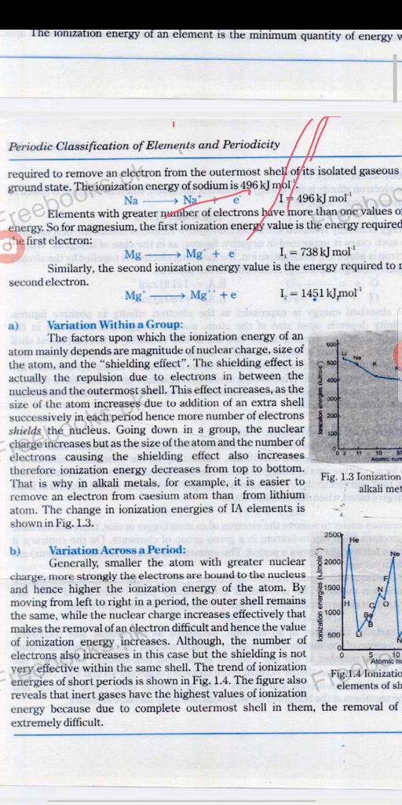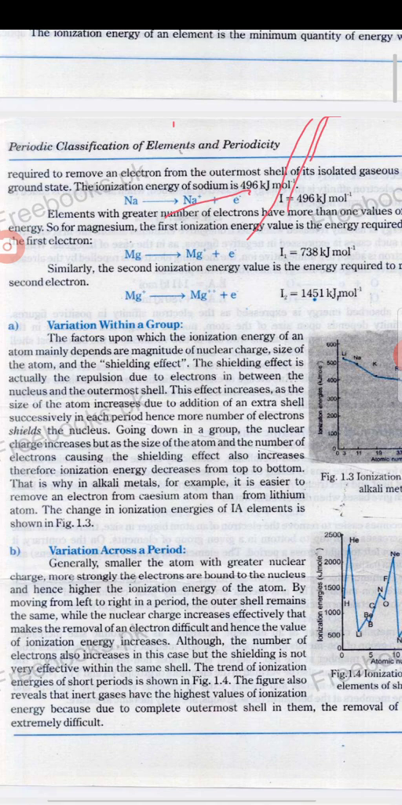Variation across the periods. Generally, the smaller the atom with greater nuclear charge, the more strongly the electrons are bound to the nucleus, and hence the higher the ionization energy of the atom. By moving from left to right in a period, the outermost shell remains the same, while the nuclear charge increases effectively. That makes the removal of an electron quite difficult. Hence, ionization energy increases as we move from left to right in a period, because the number of shells and the shielding factor remain constant, and the size of the atom is much reduced. So more energy is required to remove the outermost electron.